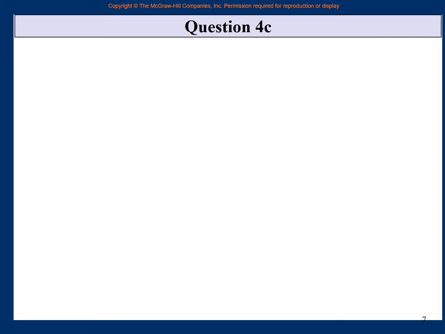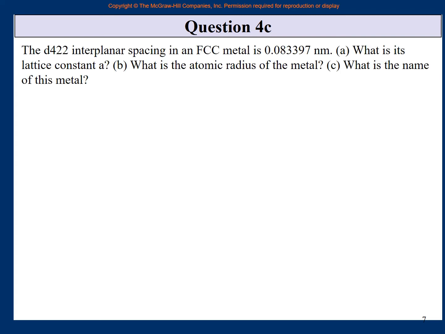Let us now move to part 4C of the midterm. It was divided into small portions. So this problem says the d422 interplanar spacing in an FCC metal is this number, in nanometers. What is its lattice constant a? What is the atomic radius of the metal? What is the name of this metal?